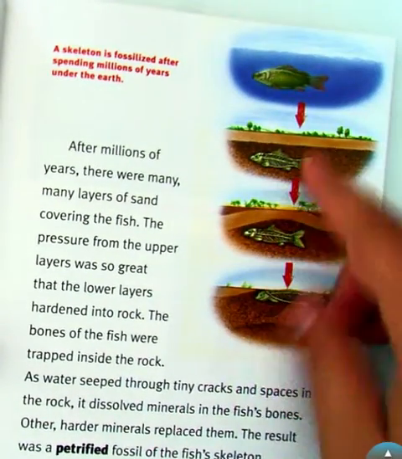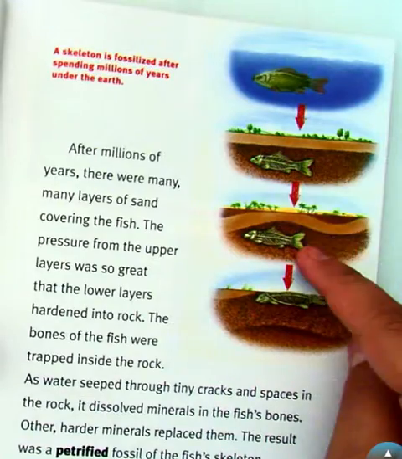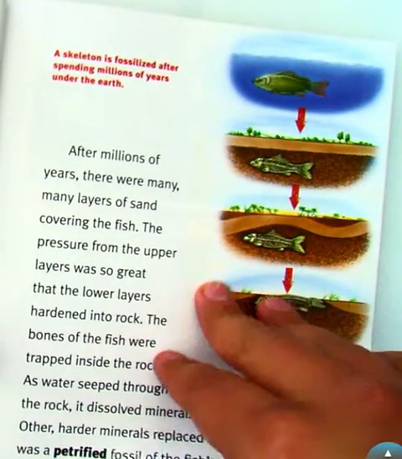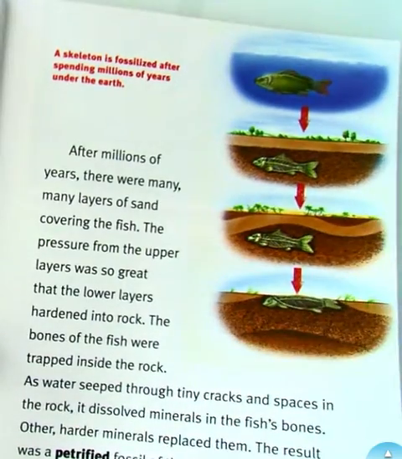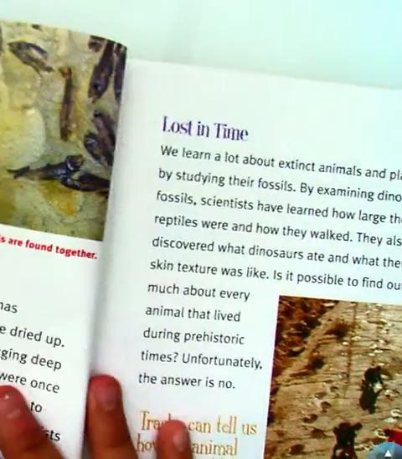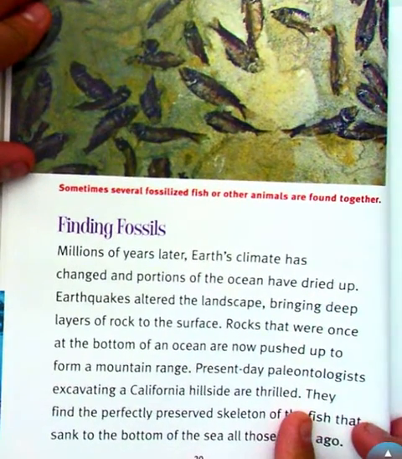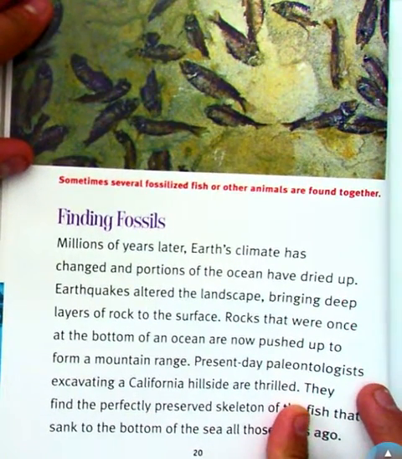So that you can see the process. It sinks, it gets hardened, and then it rises to the top. That's why they have to be very careful with it when they're uncovering it. Sometimes several fossilized fish or other animals are found together.